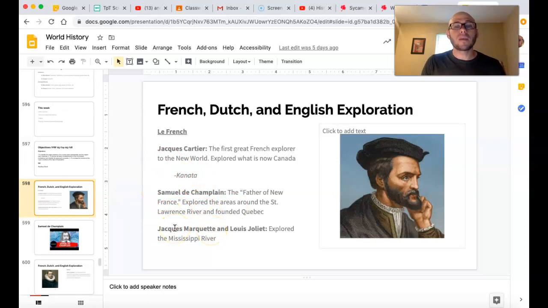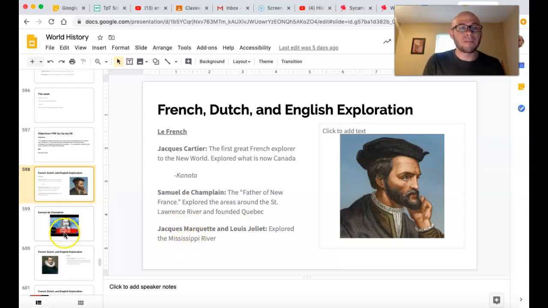And then you have Jacques Marquette and Louis Jolliet. I think that's how you say that. Jolliet. Anyways, they explored the Mississippi River, which is obviously an important river for navigation, and those guys were the ones who explored it initially.